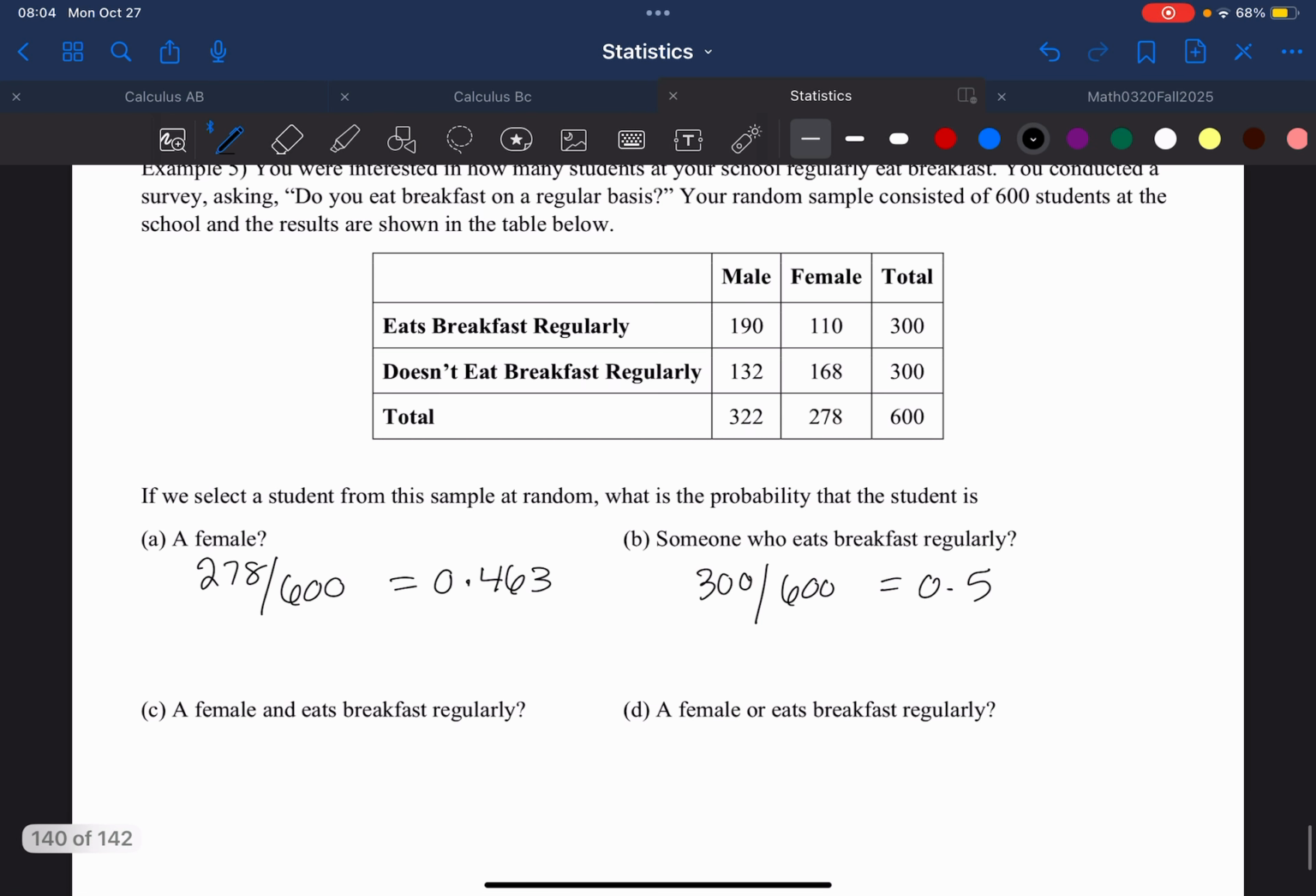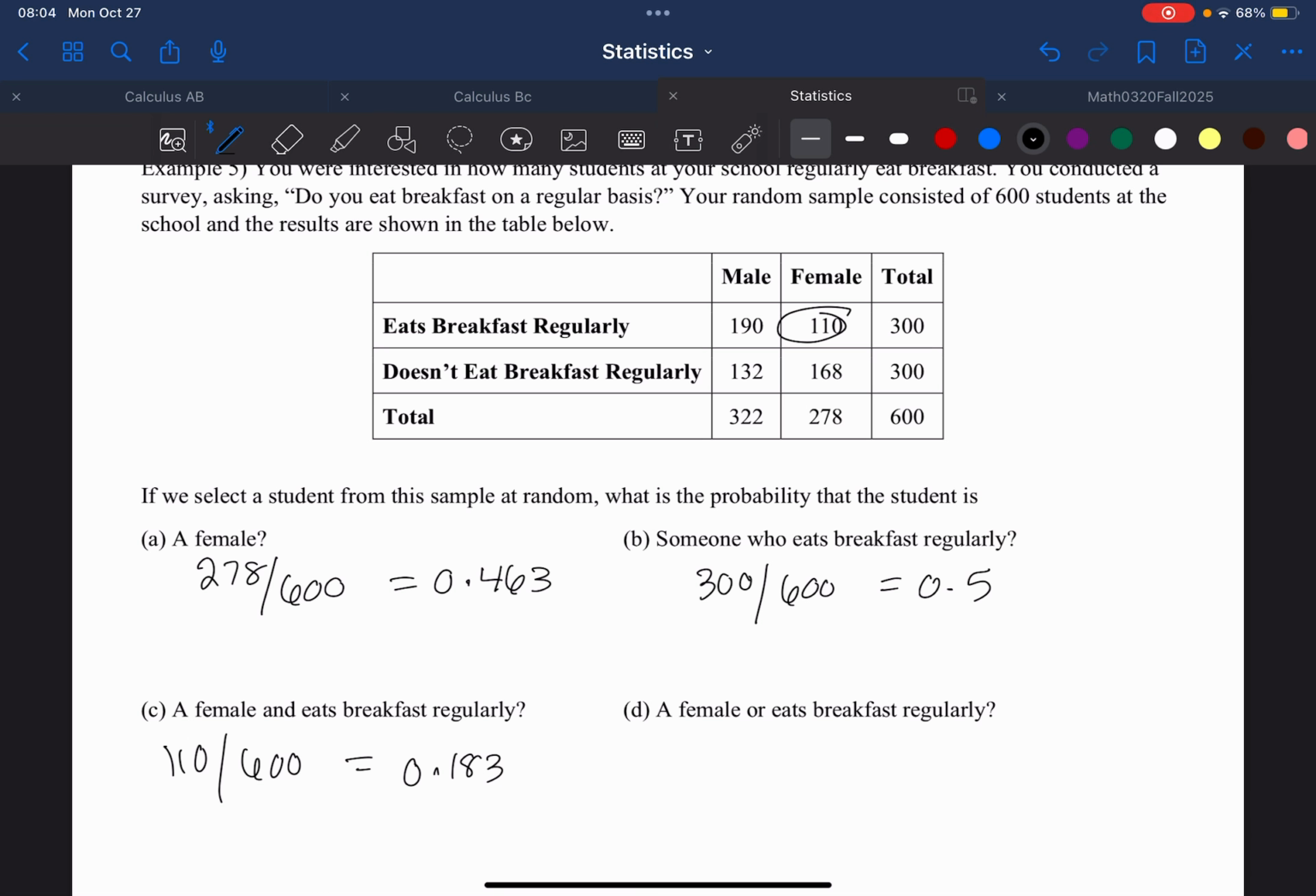Okay, a female and eats breakfast regularly. Well, I look at eats breakfast regularly, and then I look at female. That's right here. So that's 110 out of 600, which is 0.183.